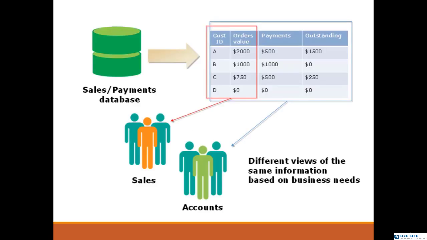The external level of the ANSI-SPARC model defines how the data in the database will be viewed by different users. Each user might need to see different parts of the data or to see the data arranged in different ways. Take a look at this example. Here the sales department sees the order's value, while the accounts department looks at payments and outstanding. So these are different views of the same information based on business needs. This is the external view of the ANSI-SPARC.